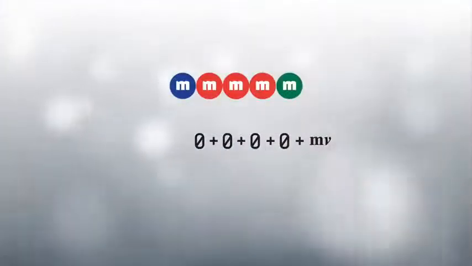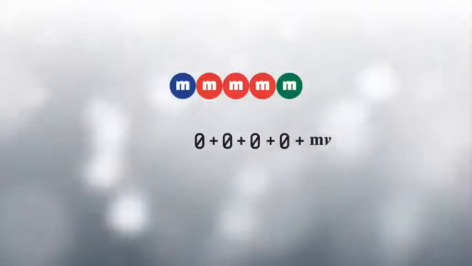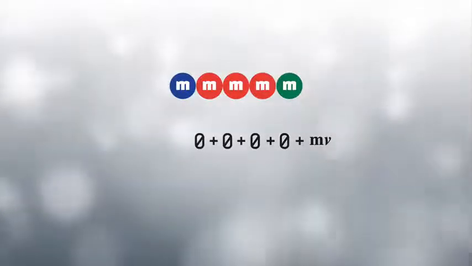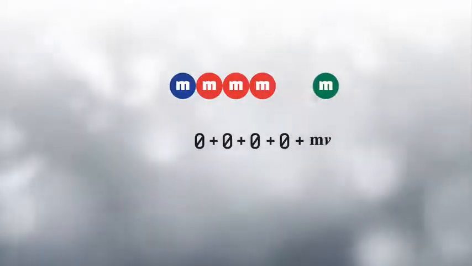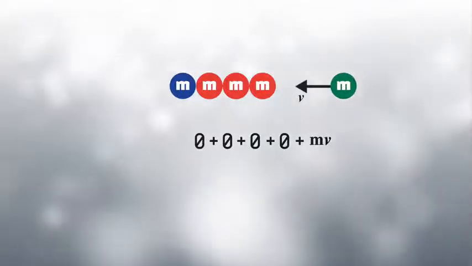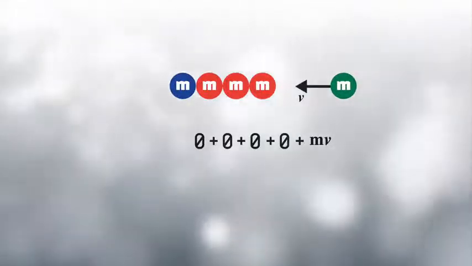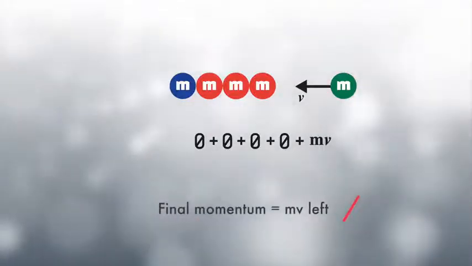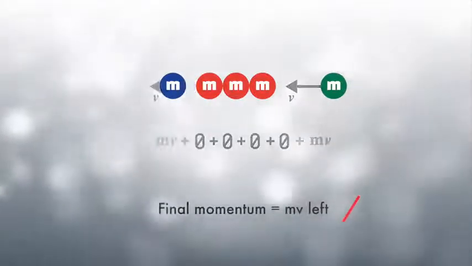We can calculate the total momentum before the collision. Let the mass of each of the balls be m. The velocity of the ball on the right is v moving to the left. The velocity of all the other balls is 0. The total momentum before the collision is mv towards the left.